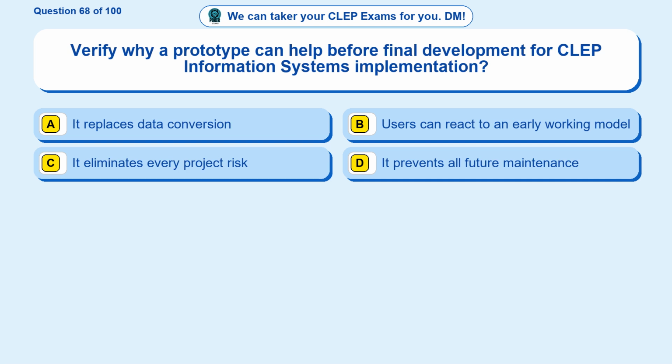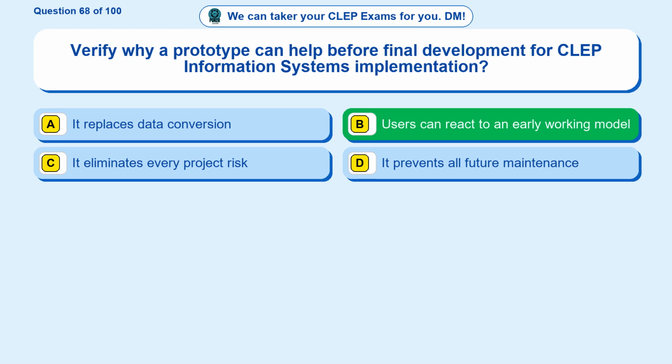Question 68. Verify why a prototype can help before final development for CLEP Information Systems implementation. Option A. It replaces data conversion. Option B. Users can react to an early working model. Option C. It eliminates every project risk. Option D. It prevents all future maintenance.